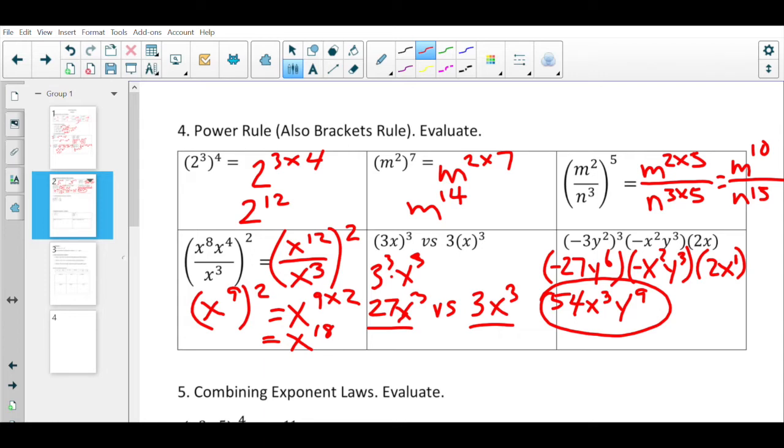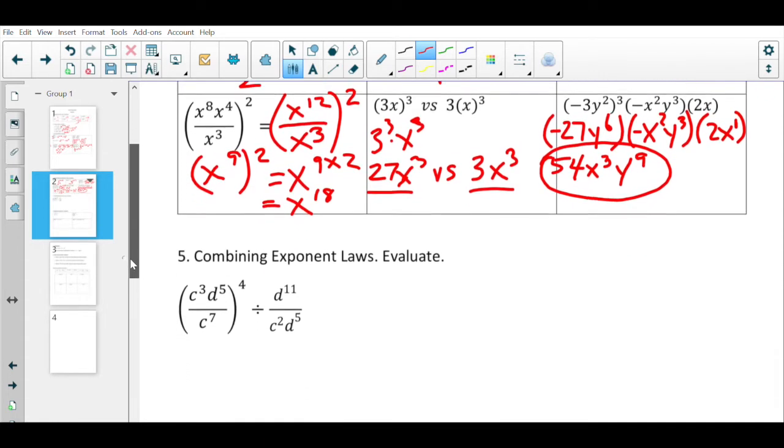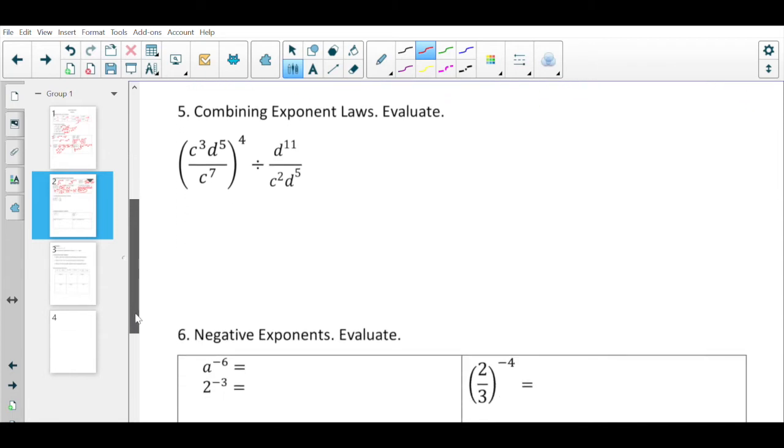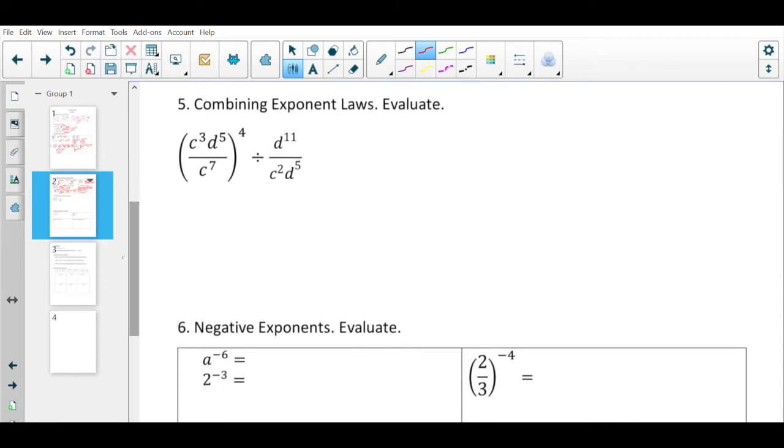Okay? All right. Moving along, combining exponent laws. So this is a problem that combines all the exponent laws to test your knowledge of whether you can apply them correctly. So here, let us simplify what's inside the brackets first. So you can see there's lots going on there. So that's c to the 3rd, d to the 5th over c to the 7th. So that is d to the 5th.